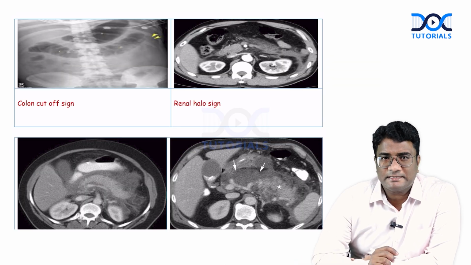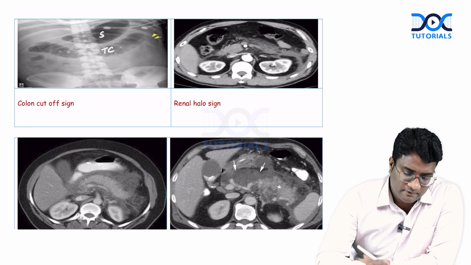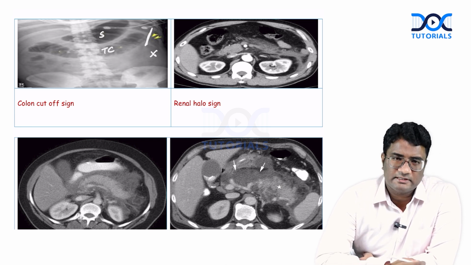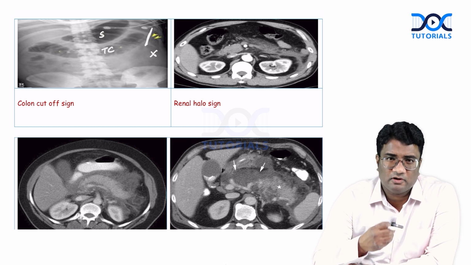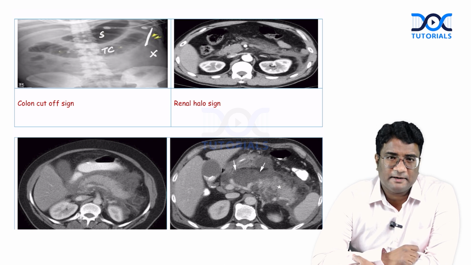And in this image, you can see the colon cutoff sign. This is the stomach, this is the transverse colon. And you can see the transverse colon is cut off here. You are not seeing much gas entering into the descending colon. So, the colon is cut off due to the colonic spasm. This is also a feature of acute pancreatitis, colon cutoff sign due to colonic spasm.